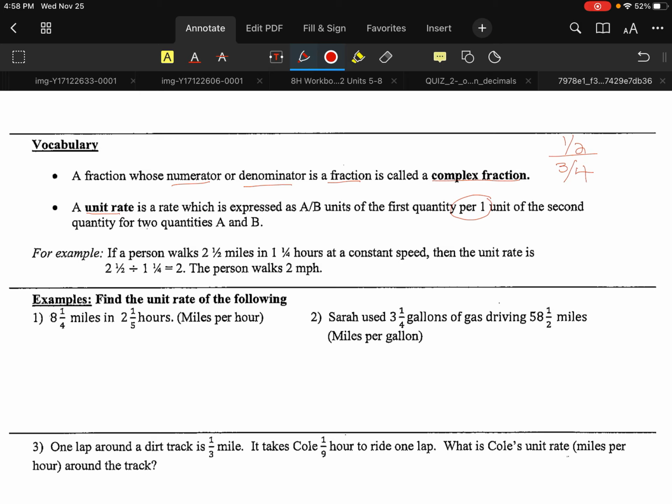So for example, if a person walks 2.5 miles in 1.25 hours at a constant speed, then your unit rate is 2.5, that's how many miles we had, divided by 1 1/4, that's how many hours we had. If you divide those two units of measurement, you get 2. So that means the person walks 2 miles per hour. We had miles divided by hours, miles per hour.